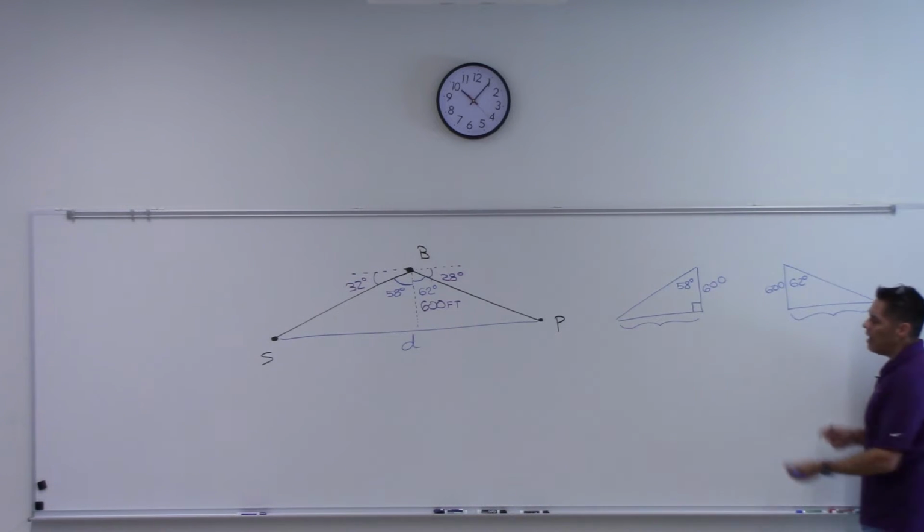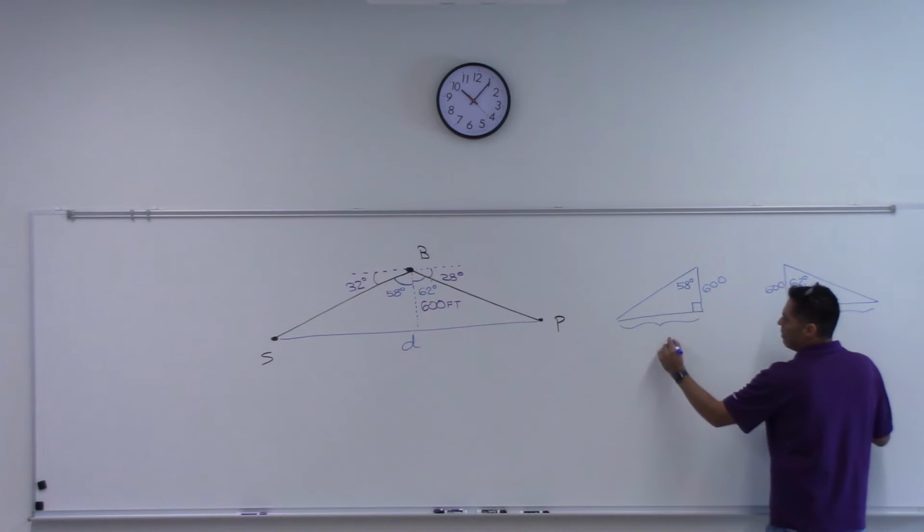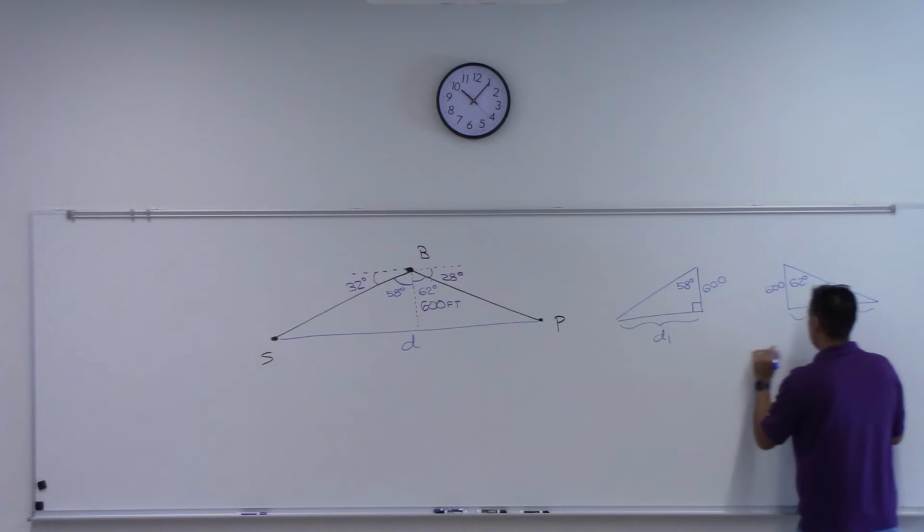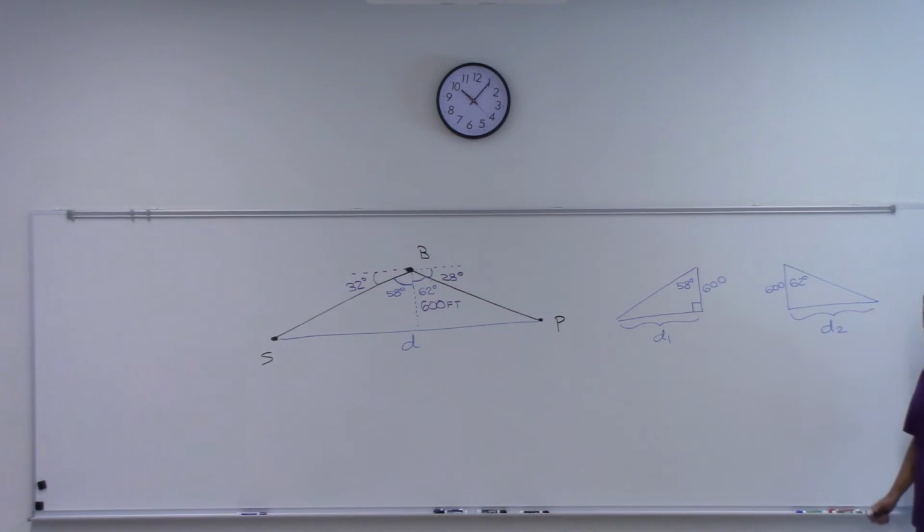So I'm going to call this, I can't call this D, right? D's the whole thing. So why don't I call this, okay, you want to call it D1 and D2? Okay, good. I like that. D1 and D2.